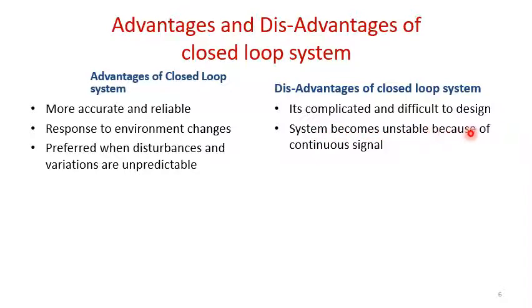The system becomes unstable because of the continuous signal. As we are providing a continuous feedback from the output variable in the form of sensors, what will happen? Any small variation in the output variable will make the comparison element trigger the controller to go for the next stage. Hence, the system will become very sensitive, or it may turn into an unstable state when there is a small deviation in the output variable.